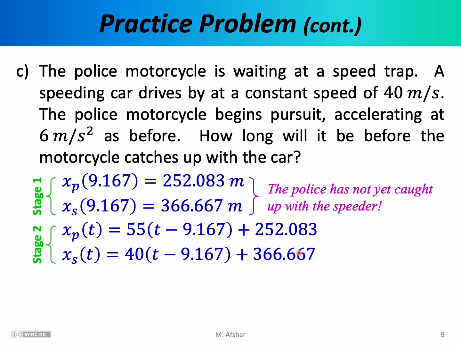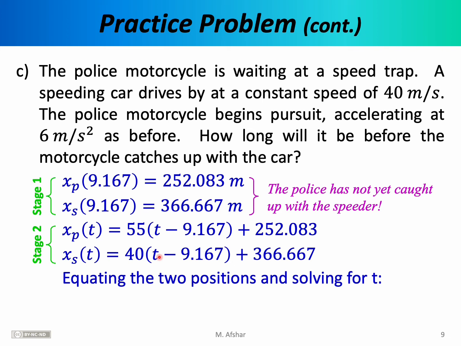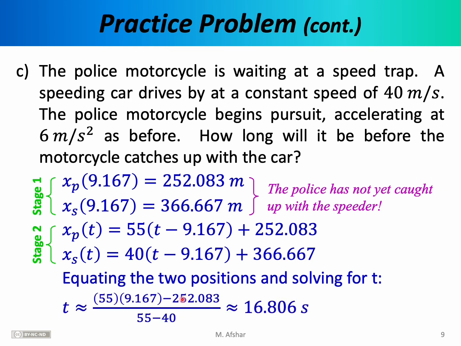So set these two equations equal to each other and solve for t. I encourage you to do this algebra on your own. And as you're doing it, you should find that t is approximately equal to 16.8 seconds. So it takes about 16 seconds, maybe 17 seconds, for this police motorcycle to catch up with the speeder.